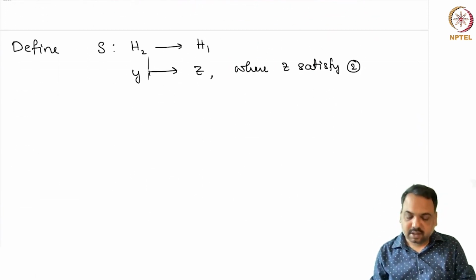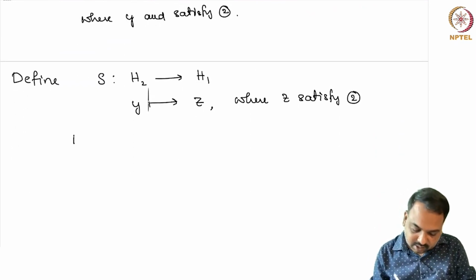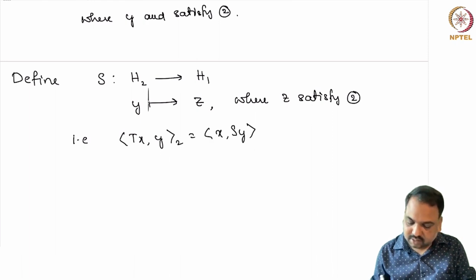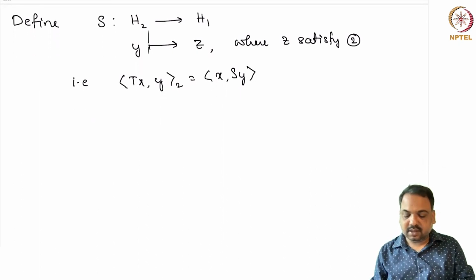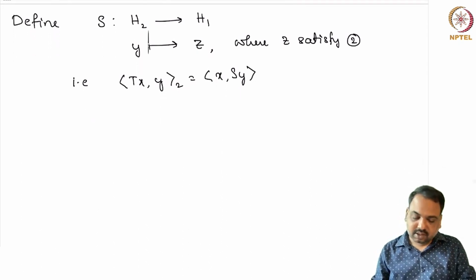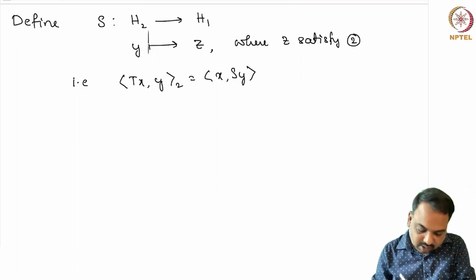Okay, this means we can replace z by Sy, that is, the inner product of Tx with y is the inner product of x with Sy, because Sy is nothing but z. So we got a map from H2 to H1. It is an operator. Now we want to ask whether it is linear. These are the following questions we can easily ask.